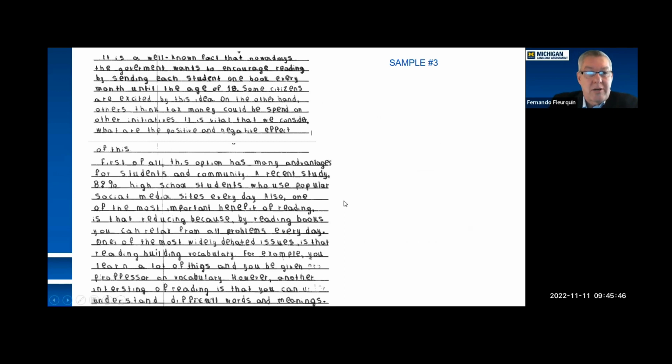And it says, it is a well-known fact that nowadays the government wants to encourage reading by sending each student one book every month until the age of 18. Some citizens are excited by this idea.